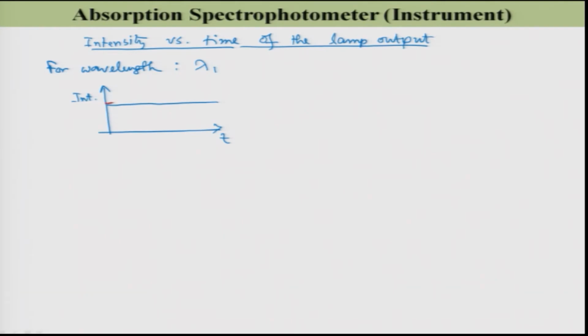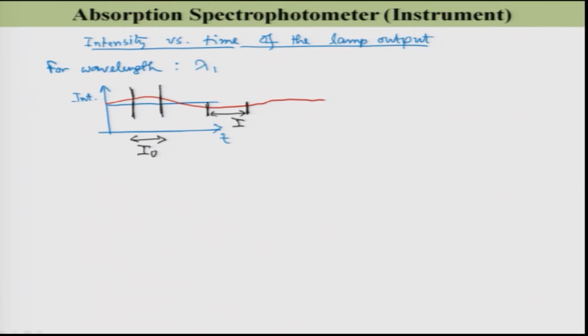The intensity starts from here, may increase, sometimes decrease, that way. Now, consider you are measuring I0 at this real time window, and you are measuring I when the lamp output intensity is a little low, in this real time window. That means, even if the sample does not absorb light of lambda 1, still you will see that there is some absorbance or OD for this particular sample.